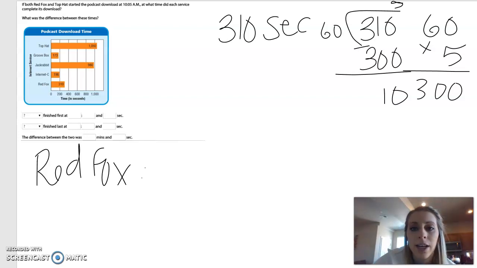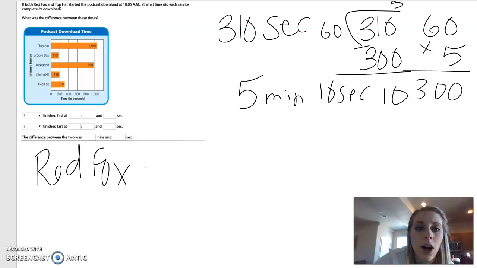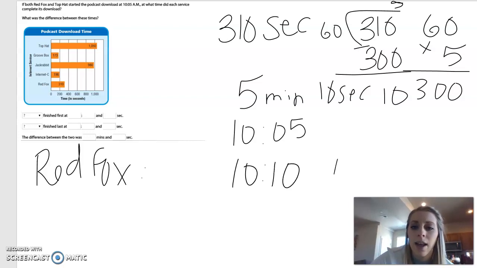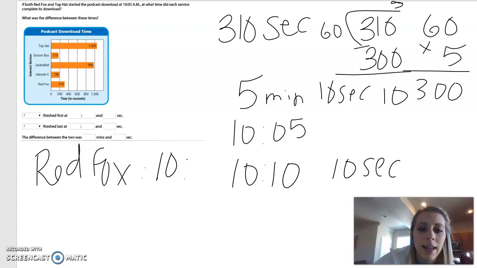So we need to figure out what he finished at. So it took him 5 minutes, 10 seconds to finish. He started at 10:05. So what we need to do is we need to add that 5 minutes to our minutes over here. So 10:05 plus 5 more minutes gives me 10:10 and 10 seconds. Okay, so red fox finished at 10:10 and 10 seconds.